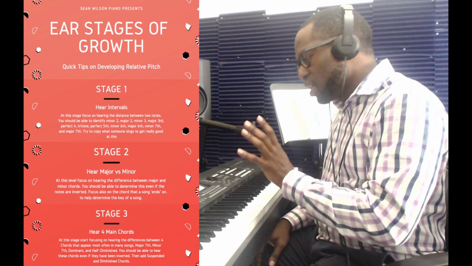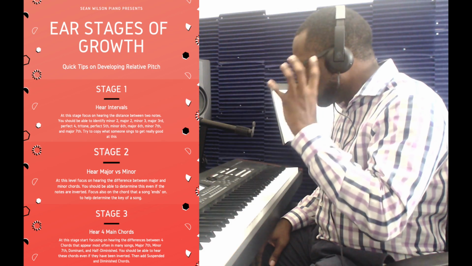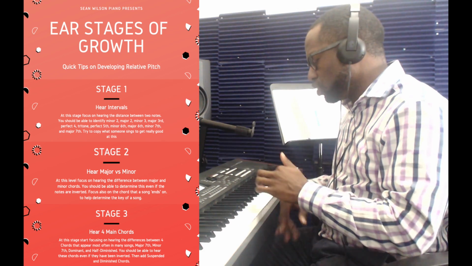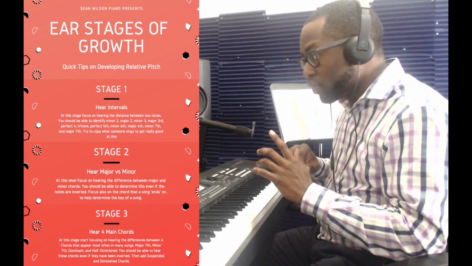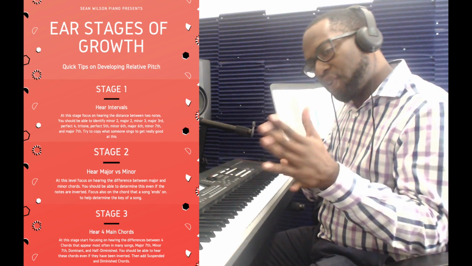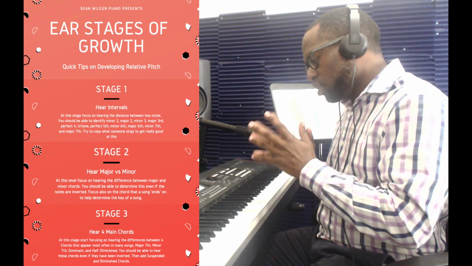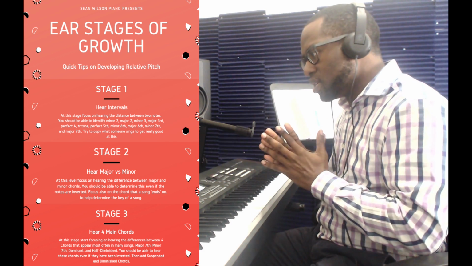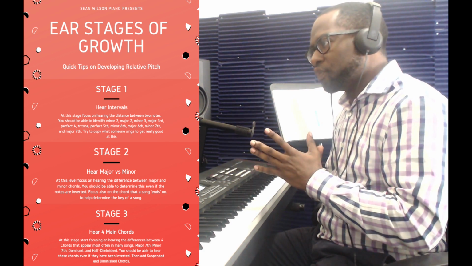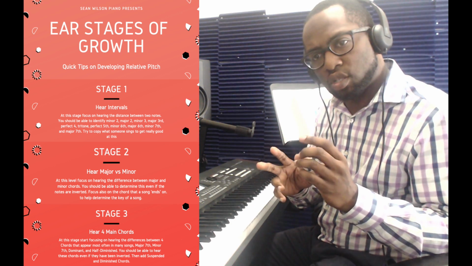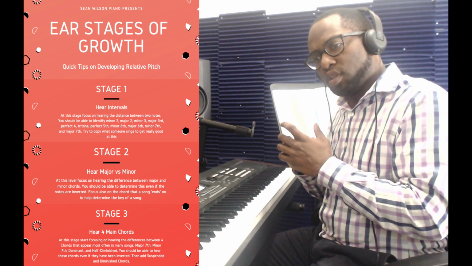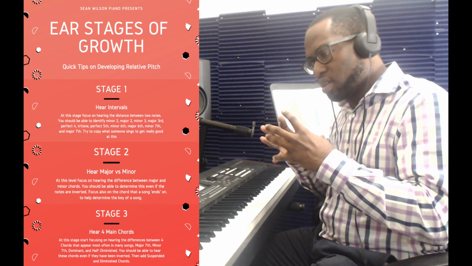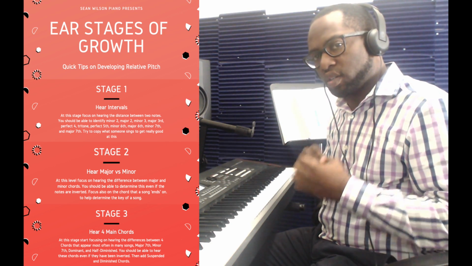Okay, so at the very beginning, that's all I'm hearing. That's all I'm concerned about, hearing the distance between two notes. You want to get really good at this stage, because when you're trying to do runs and all that, those are just two notes, just going fast. Getting good at stage 1 is really all you need to become a good ear musician. The other stages can help you make other decisions, but stage 1 is really the basis of developing a good ear and good pitch.